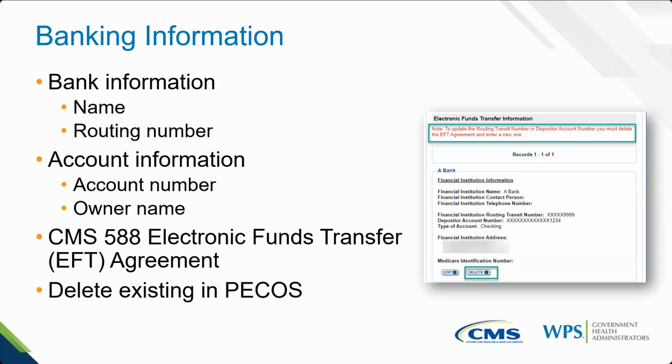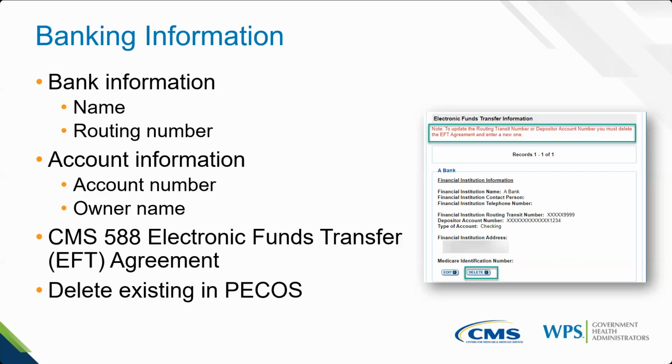So next is going to be banking information. Banking information includes things like the name of the bank, the routing information, which could change, account information, which maybe you've moved banks, maybe they've just had to change accounts, the owner name. These are all things that need to be reported to us very timely. Again, that's one of those 30-day reporting requirements.